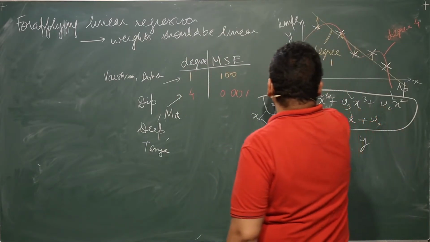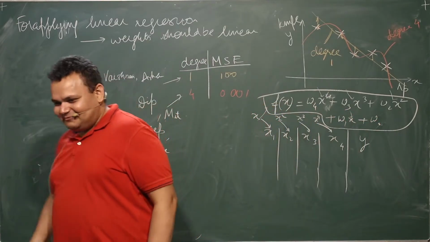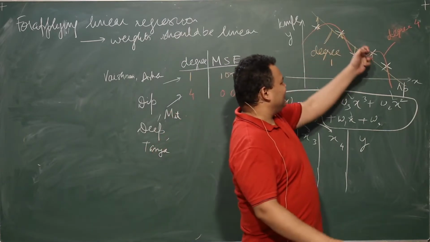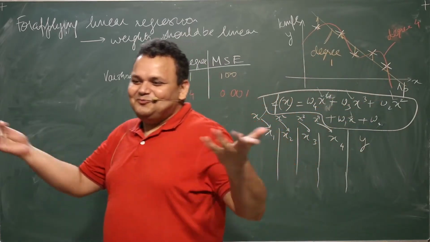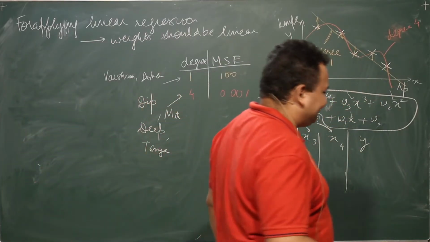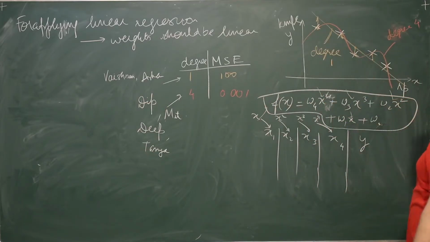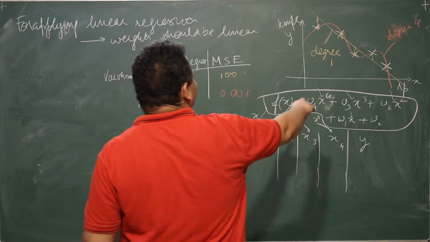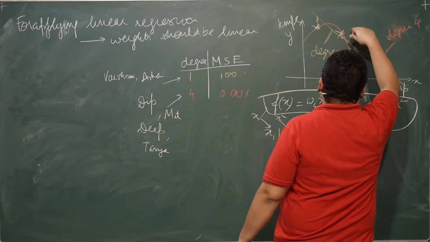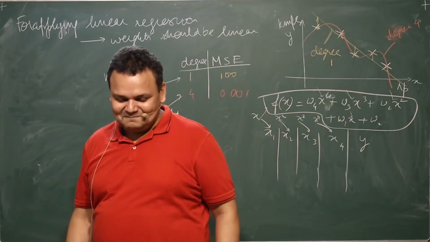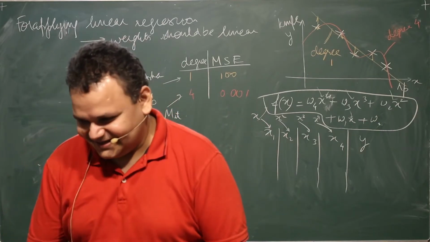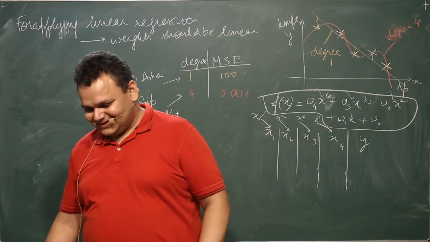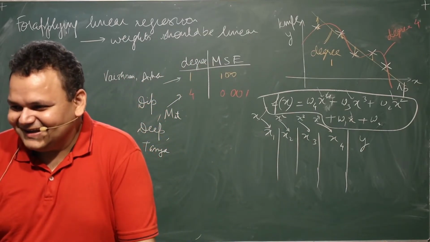Forget about what we are doing here. If I were to give you these 5 points and ask you to fit a curve through them, which of these two would you choose, the pink one or the orange one? Only these 5 points are given to you. Then we will choose degree 4.